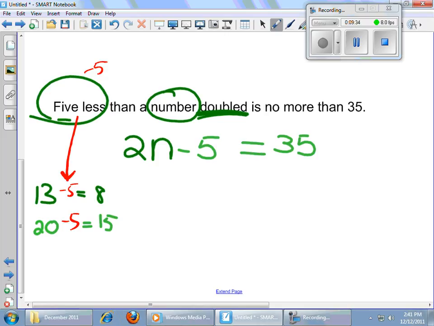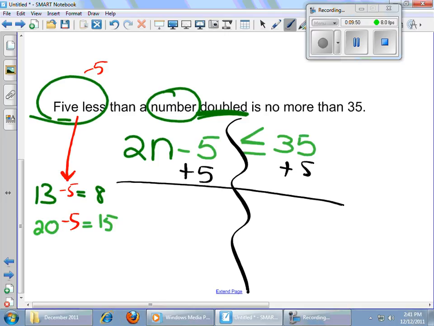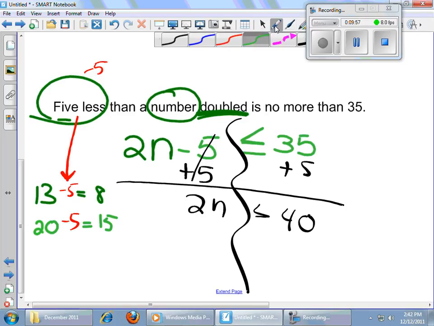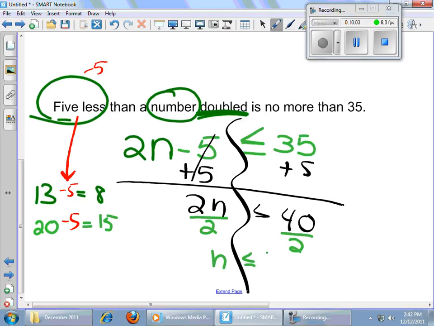It could. But it can't be more than 35. Could it be less than 35? It can. It could be 34. So it'll be less than or equal to. Now it's time to listen to Saddam. I'll add 5 to each side. Put my great wall in for you. All right, we'll get 40 on the right, and 2n on the left. And I will divide by 2 on each side. n will be less than or equal to 20.